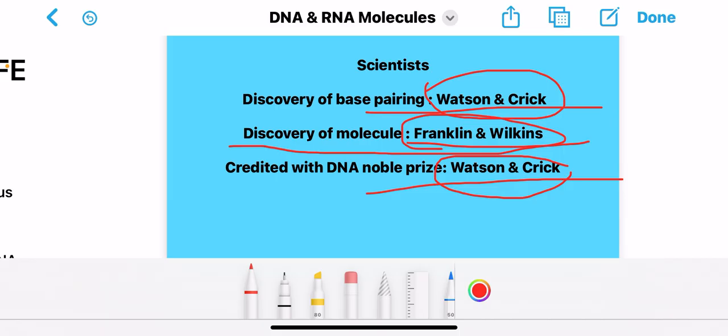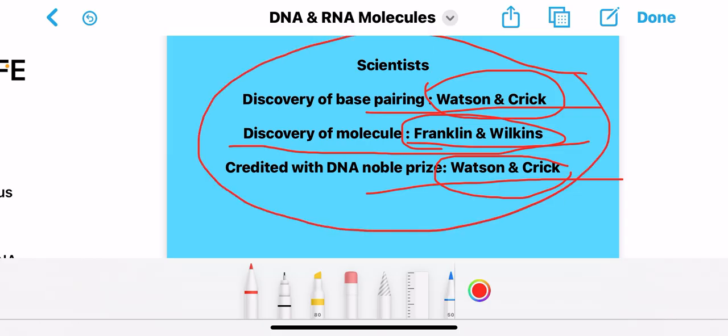So these questions will come either in multiple choice questions or in matching type questions, whereby you have to choose A only, B only, both A and B, or none. These questions will ask you about the scientists. They will say which scientist discovered the base pairing of DNA, which scientists discovered the molecule, which scientists were credited with the DNA Nobel Prize. Then you have to know and study these scientists, which ones played a part in discovering the molecule, the base pairing, and being credited with the Nobel Prize.